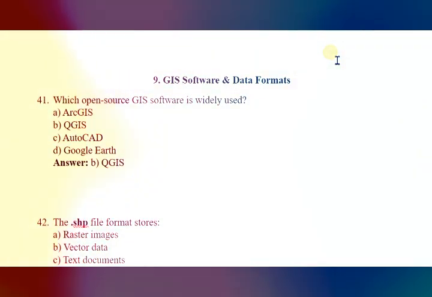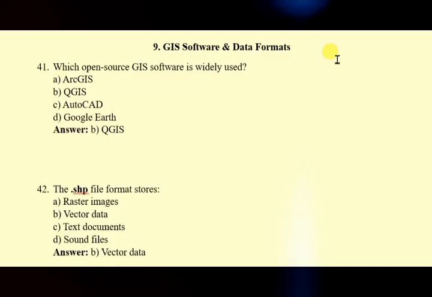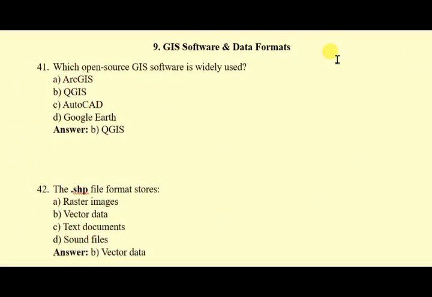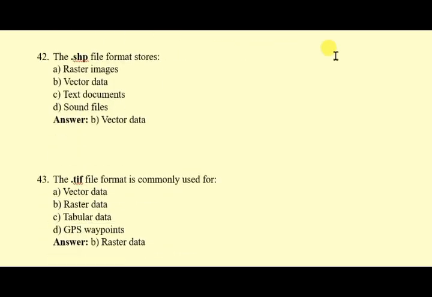Ninth category, GIS software and data formats. Question number 41. Which open source GIS software is widely used? ArcGIS, QGIS, AutoCAD, Google Earth. Here the right answer will be QGIS.